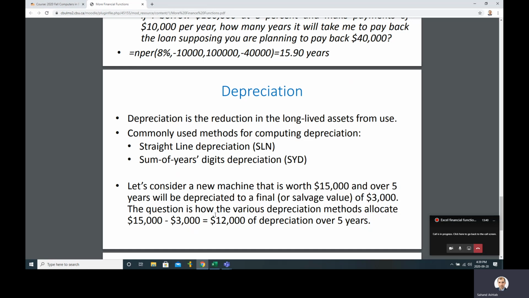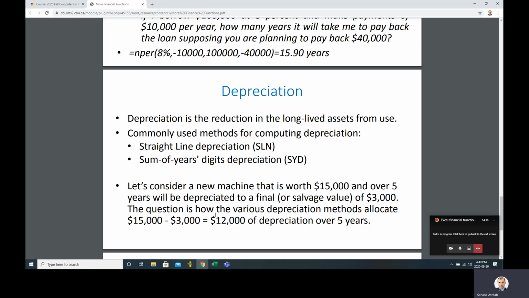The second approach to calculate depreciation is sum of years digits depreciation, which is SYD, and that's the function in Excel used to calculate it. With this function, the assumption is that you will depreciate less as time goes on. So more depreciation happens in the beginning years than later. Let's look at an example, and then we will take that to Excel and use these functions.